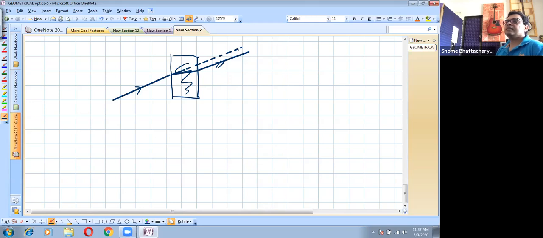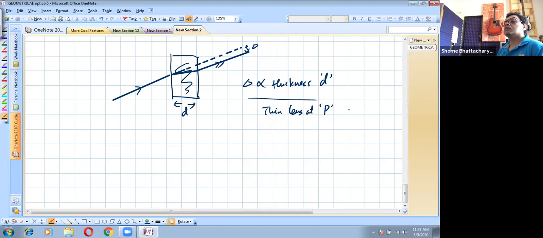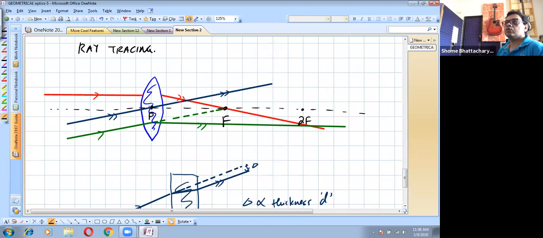If you have an incident ray like this, it emerges out like this. So this lateral deviation, which you can call delta, is proportional to the thickness, say D. So for a thin lens at the pole, the thickness is negligible and the curvature is nearly parallel. You consider it at the pole, just cut this. This is like a slab of negligible thickness, and these two sides are almost parallel. So if the thickness between them is negligible, then this delta tends to zero. That is why the ray passing through the pole goes undeviated. So these are three primary types of rays that we consider.